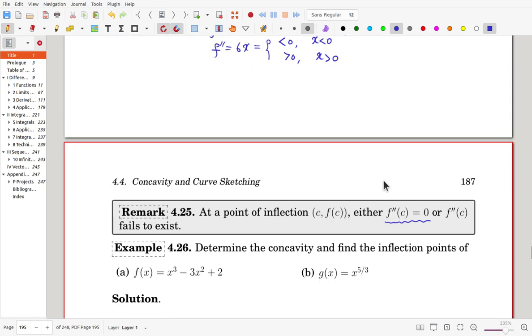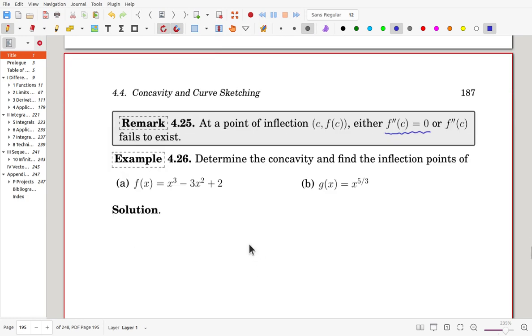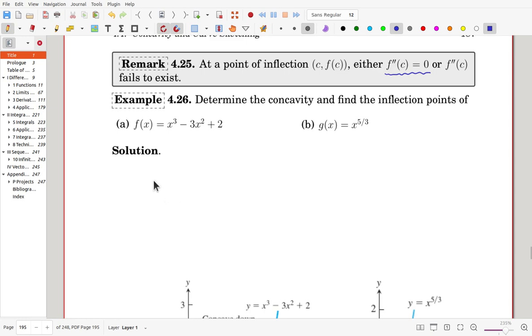But now, at an inflection point, once you know a point is an inflection point, then at the point, the second derivative is 0. But of course, the first derivative is well defined, but the second derivative may not exist. We'll see an example.